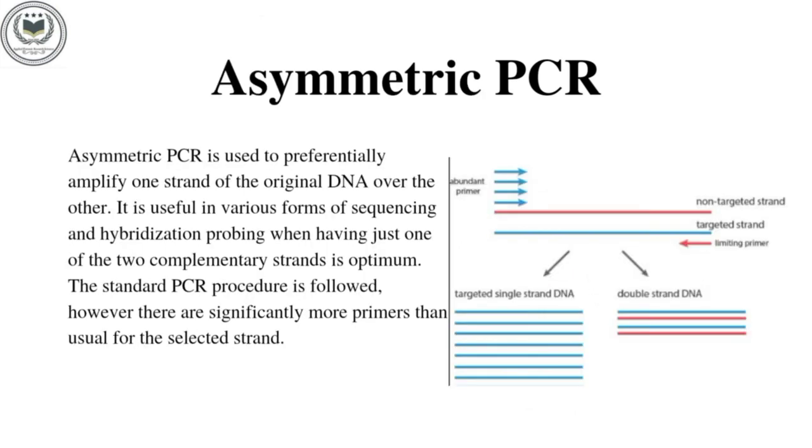Asymmetric PCR. Asymmetric PCR is used to preferentially amplify one strand of the original DNA over the other. It is useful in various forms of sequencing and hybridization probing when having just one of the two complementary strands is optimum. The standard PCR procedure is followed, however, there are significantly more primers than usual for the selected strand.